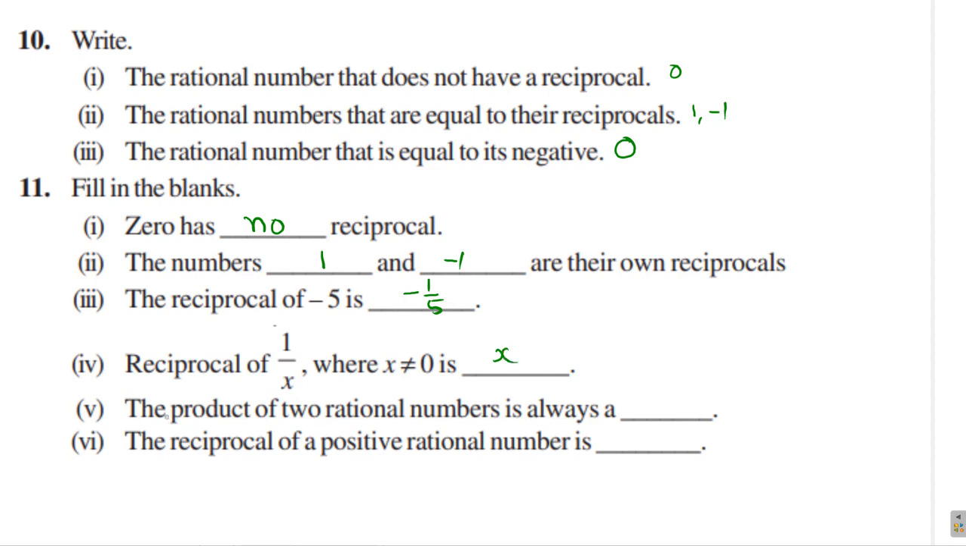Fifth problem. The product of two rational numbers is always a, the product of two rational numbers is always again a rational number. So the answer is rational number. The reciprocal of a positive rational number is, again, a positive rational number. That is the answer.